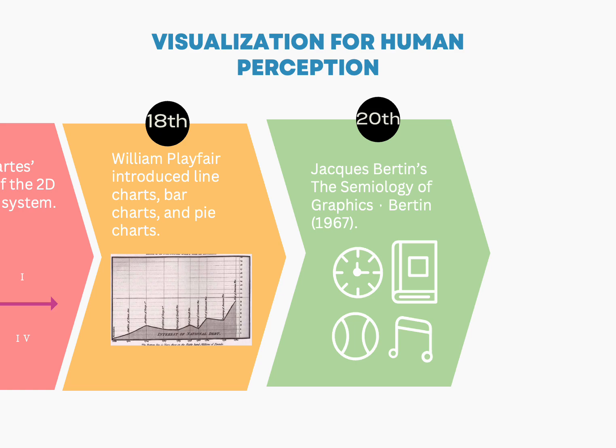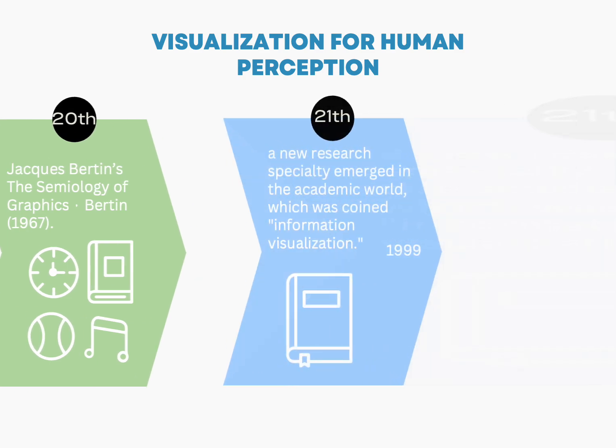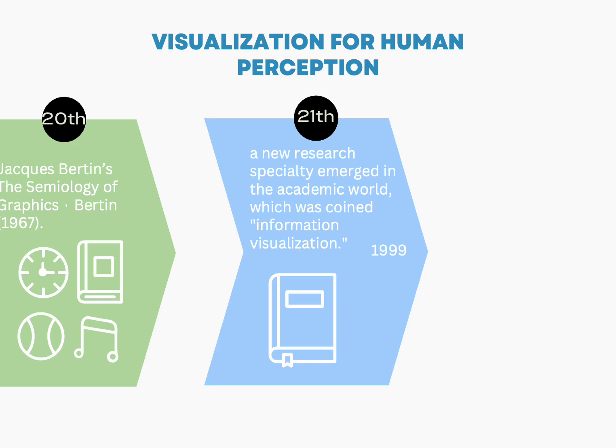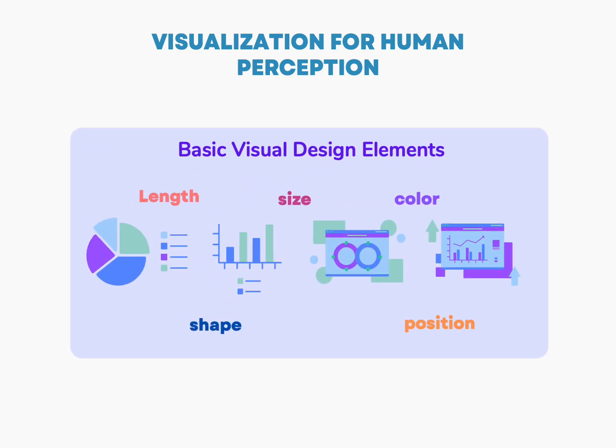In the 20th century, Jacques Bertin, in Semiology of Graphics in 1967, analyzed graphic design principles. And in the 21st century, visualization has grown into an academic specialty called information visualization. Here are some basic visual design elements, such as length, size, color, shape, and position.